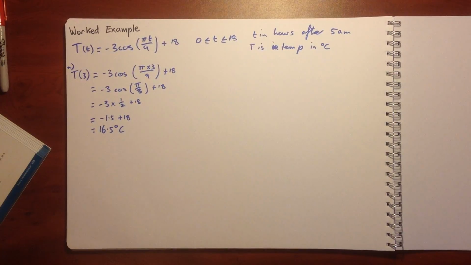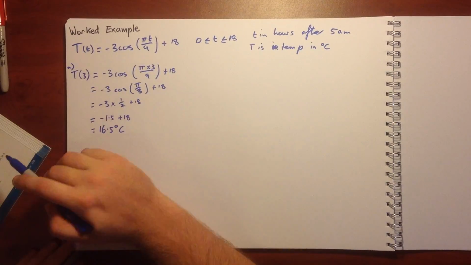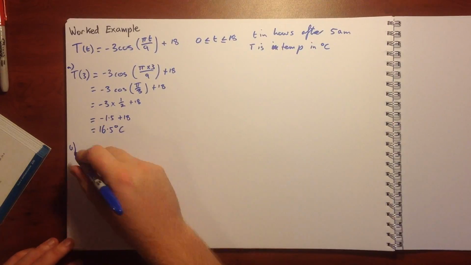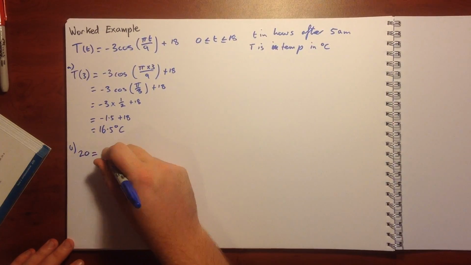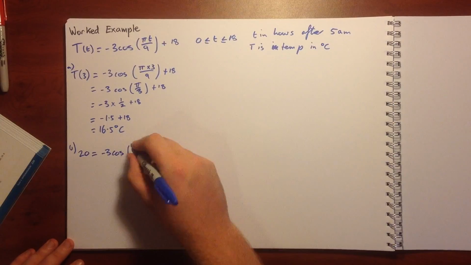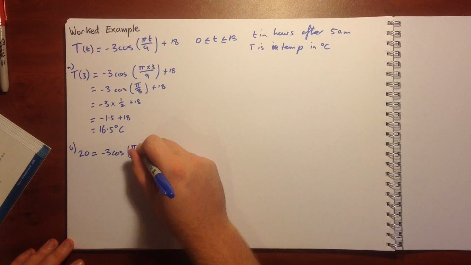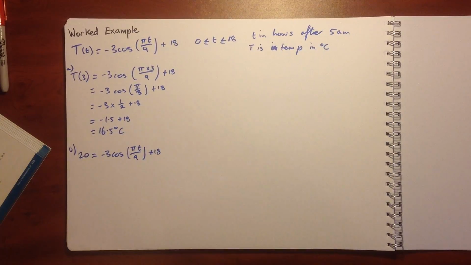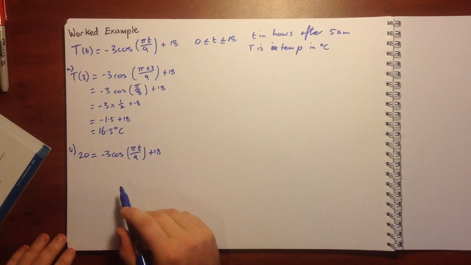Part B is, at what times of the day is the temperature 20 degrees Celsius? Give your answer correct to the nearest minute. So this time we're setting the temperature equal to 20. So we're saying 20 equals minus 3 cos of pi T on 9 plus 18, and we've got to solve it for T.